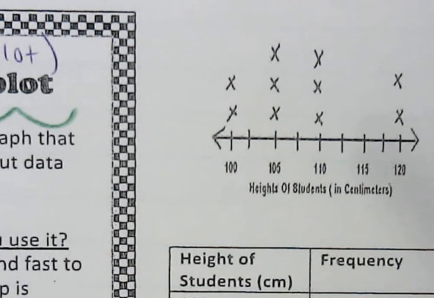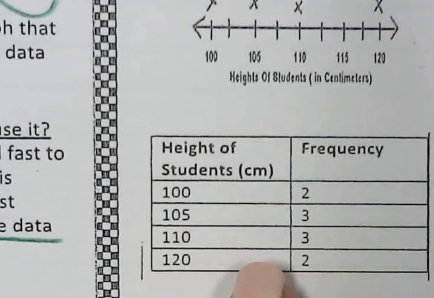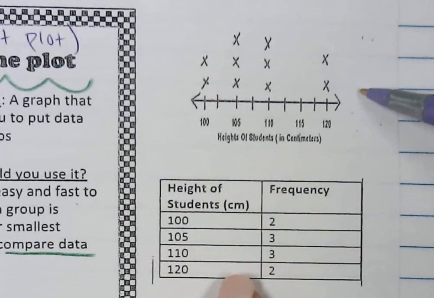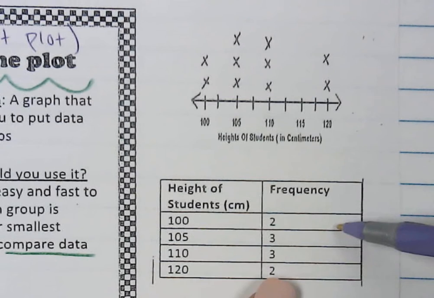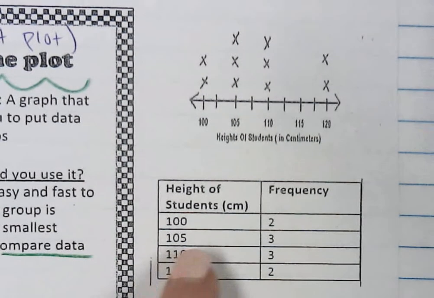Another way you could display this data is right here in a frequency table. And we just said the word frequency means how many. So I can look at this line plot, and I can also rewrite or re-show that information into a frequency table. It's showing the same information. One just is in a chart and one has X's on it. But it's showing the same information.